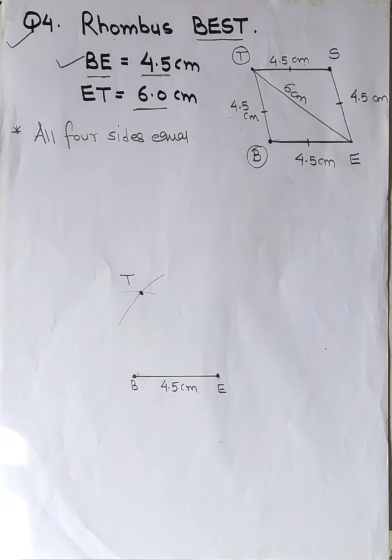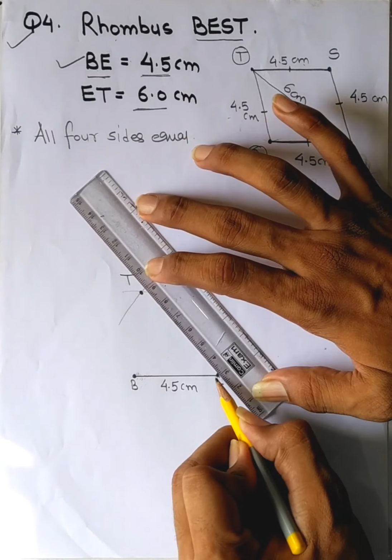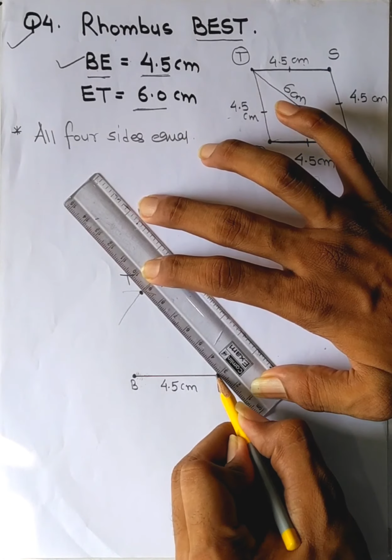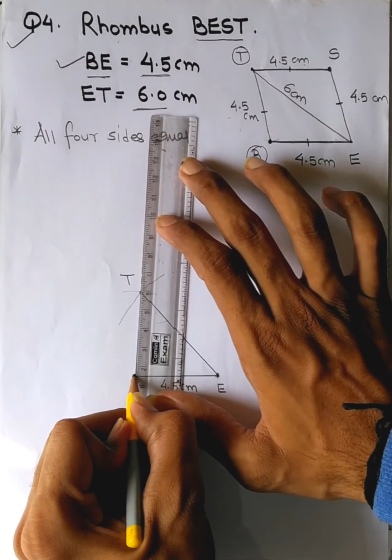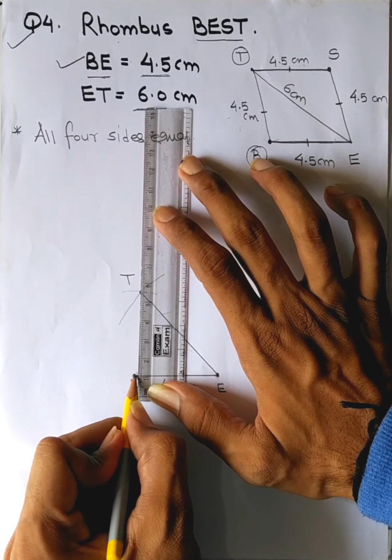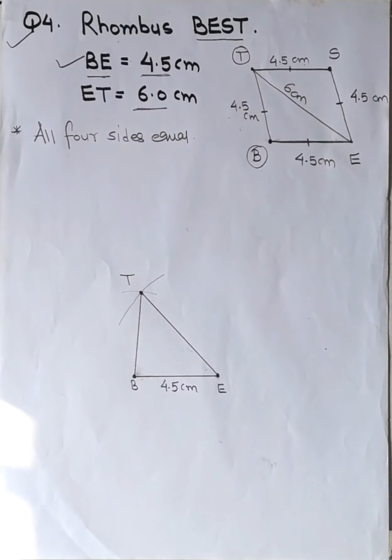Okay, so let us draw whatever we have got. We have got ET, so we will draw ET, that is 6 centimeter, and we will draw BT, that is 4.5 centimeter. Clear? Moving on to point S.